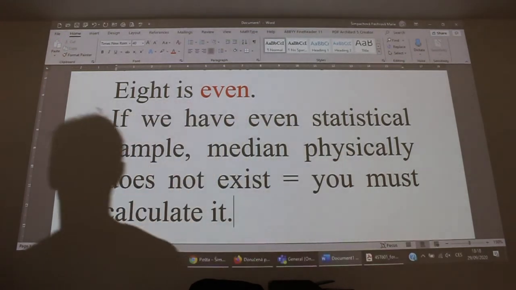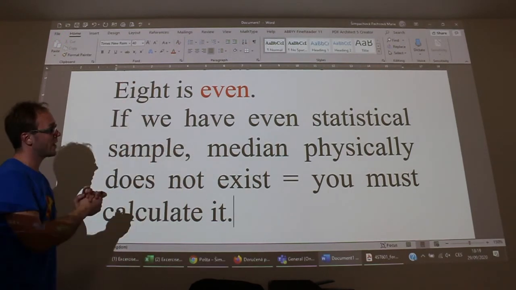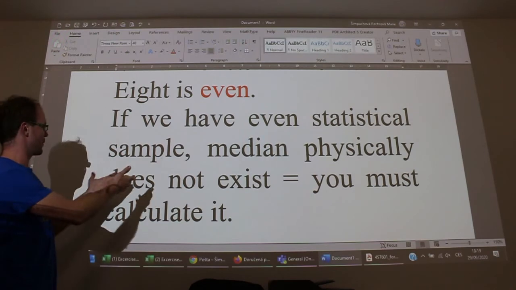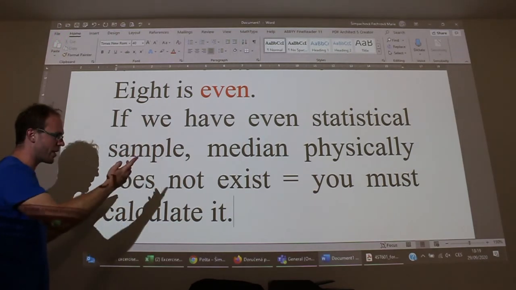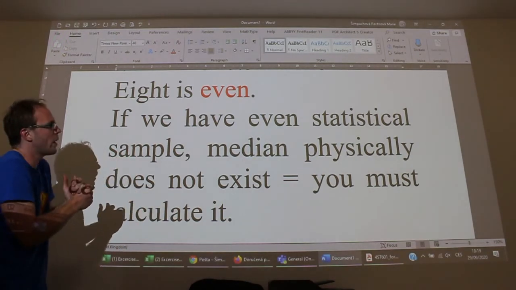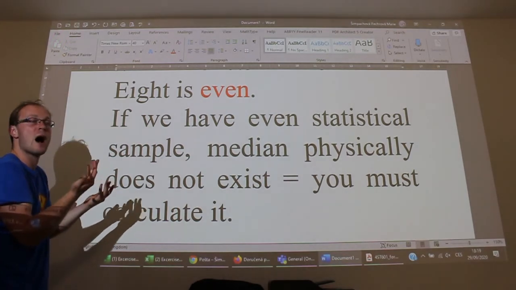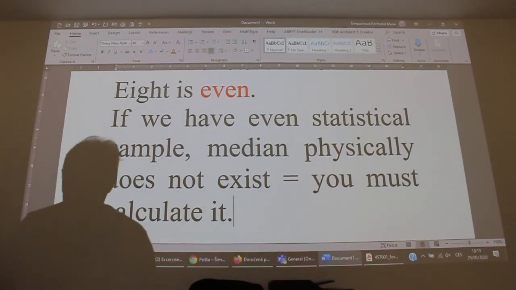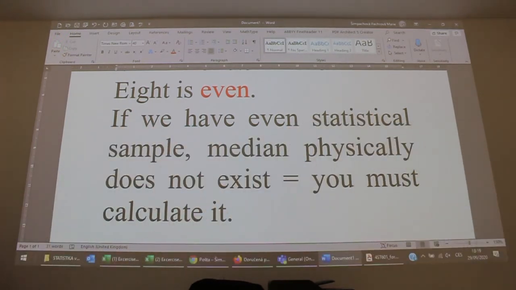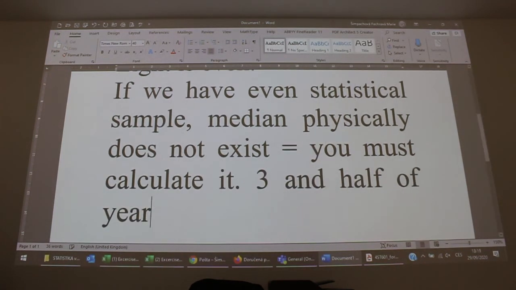If you have an even statistical sample, even 8, 10, 12, yes, etc., the median physically doesn't exist. We must calculate the median between two values, yes, in the middle of two values. So between 3 and 4 is the value 3.5, yes? 3.5 years in our situation, yes? 3.5 years is the median, yes?